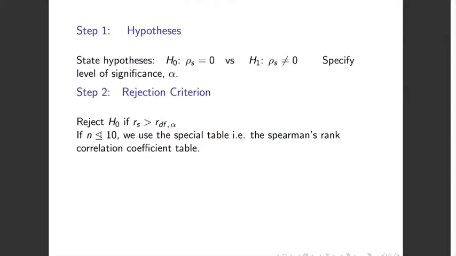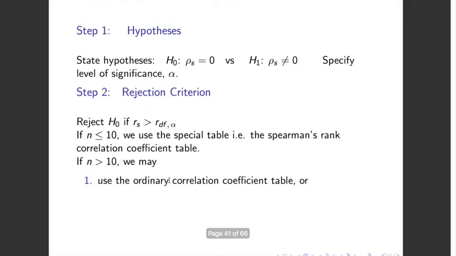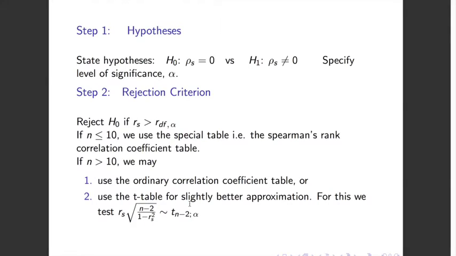So if n is less than or equal to 10, we use the special table which is called the Spearman's rank correlation coefficient table, and you'll find that at the bottom of that ordinary correlation coefficient table in your notes. And if n is greater than 10, we could use the ordinary correlation coefficient table, so that first table, or we can use a t-table using that formula there, distributed with n minus 2 degrees of freedom in the t-table with alpha as my significance level. So either one you could use.